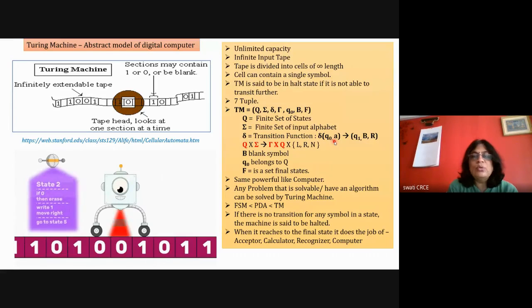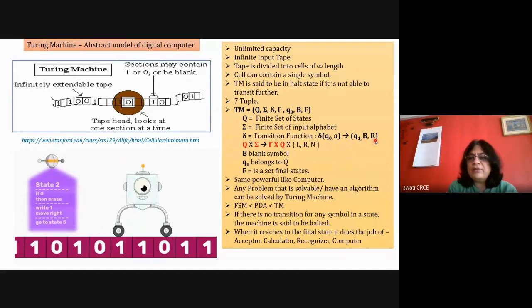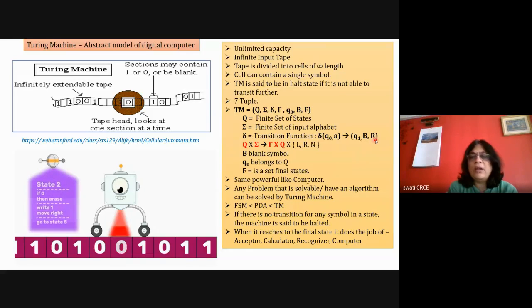And your transition function is delta of q0 comma a equals q1 capital B R. So the right hand side is always a group of three elements: your next state, the symbol which can be written onto the tape, and L or R or N, any one of these. L indicates that the machine is going to the left, R indicates that the read write head is going to the right, and N indicates it is remaining in the same location.